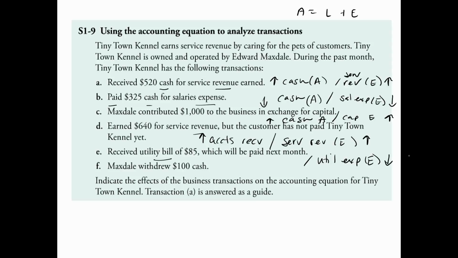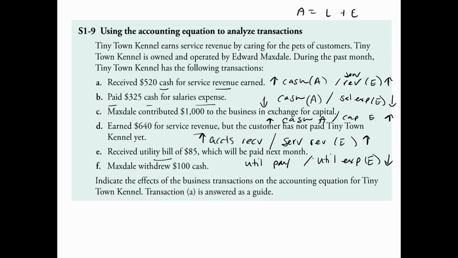And then the other thing, I owe this money. I haven't paid it yet, so that's a liability, all right? And if I owe this money, it will go to something with payable in the name: utilities payable, or it could even be accounts payable, which is a common one you see.